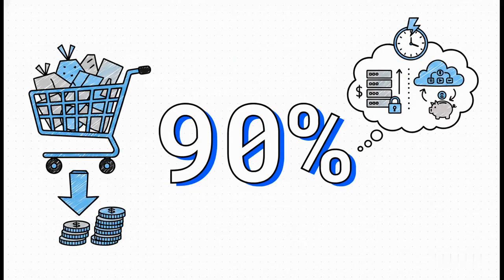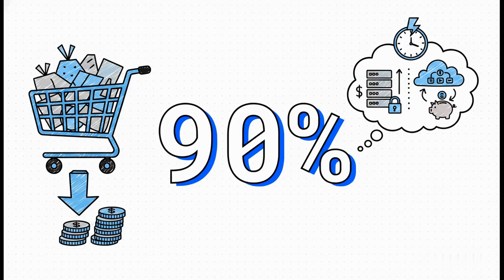Now take a look at this staggering number, 90%. This applies to something called spot instances. A spot instance is essentially AWS selling off its spare, unused computing capacity. You can think of it like buying heavily discounted surplus goods at the end of the day. You can get up to 90% off, but there is a catch, and it's a big one.